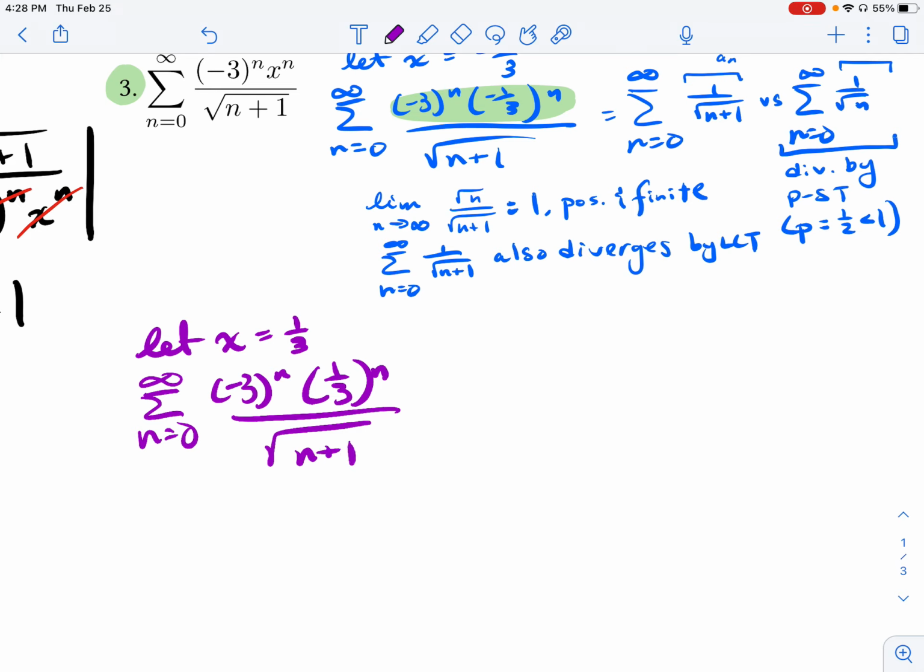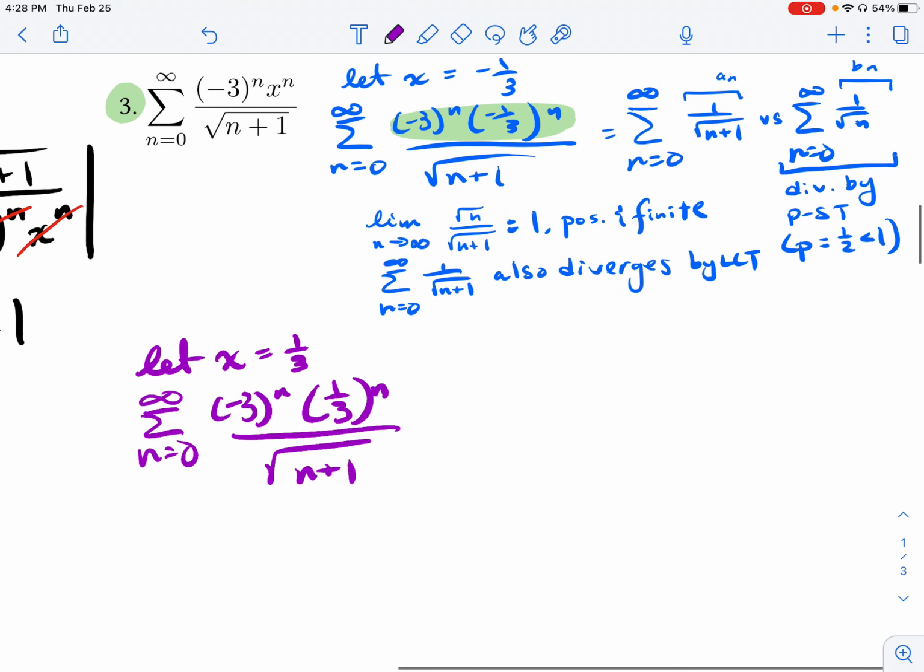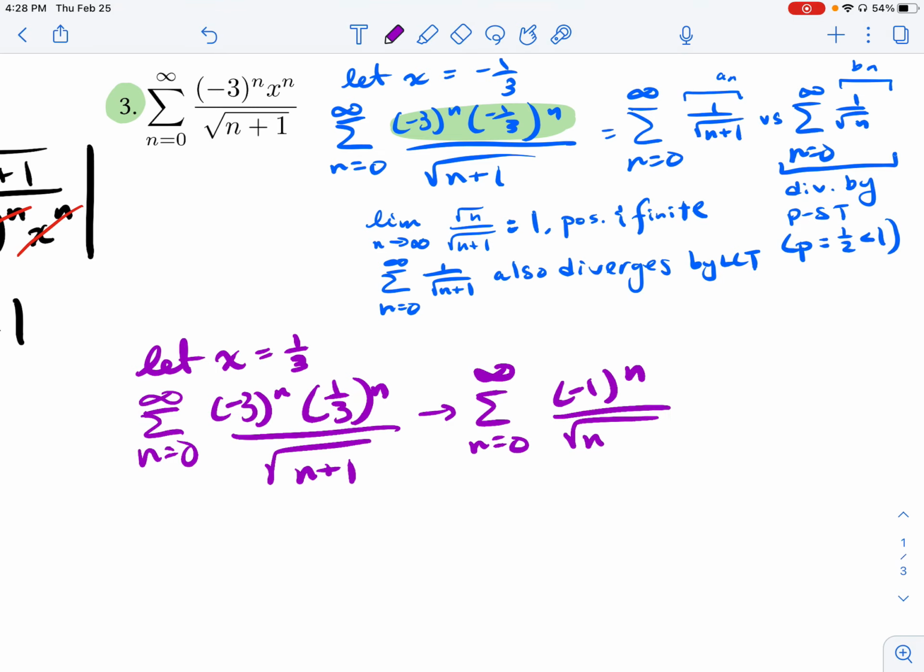Pause the video right now and ask yourself, what would this simplify down to? I'm not going to walk through everything again, but hopefully you were able to see that this is equivalent to the following: (-1)^n. Again, if you rewrite your (-3)^n with the alternator factored out, you can see how this would just become an alternating series.